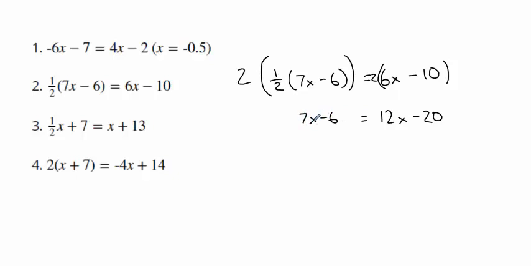So let's work on getting the x by itself. As I'm looking at all these terms to see which one might be the easiest to do, I'm thinking if I add 20 here, I can get rid of all the subtraction. So 7x is equal to 7x plus 14, right? Negative 6 plus 20 is positive 14, is equal to 12x.